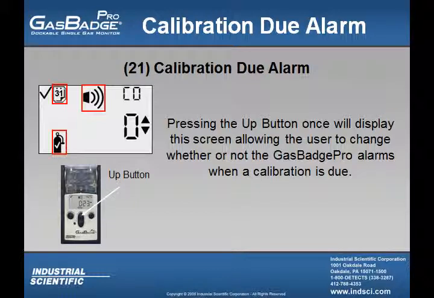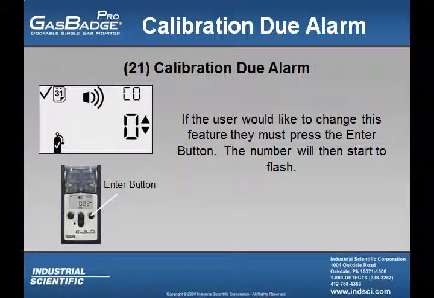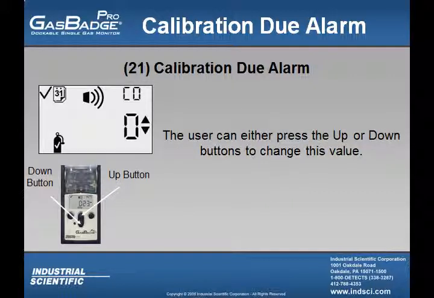Pressing the up button once will display this screen, showing the days calendar, the buzzer icon, as well as the calibration gas bottle icon. This screen allows the user to change whether or not the GasBadge Pro will alarm whenever a calibration is due. If the user needs to change this feature, they can press the enter button, and after pressing the enter button, the numbers will begin to flash. The user can press either the up or down buttons to change this value.